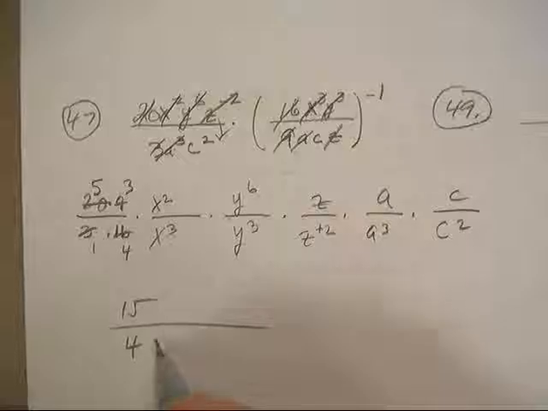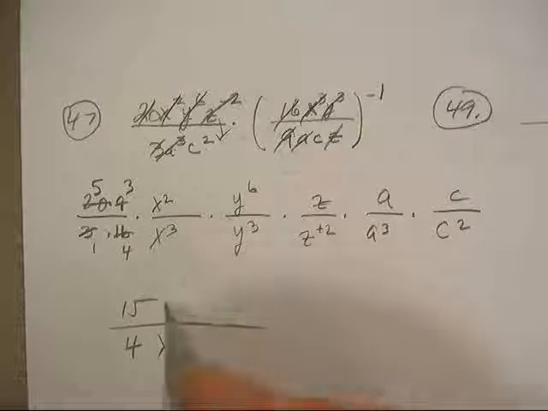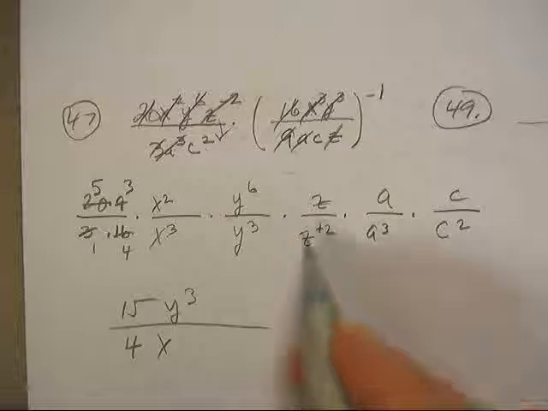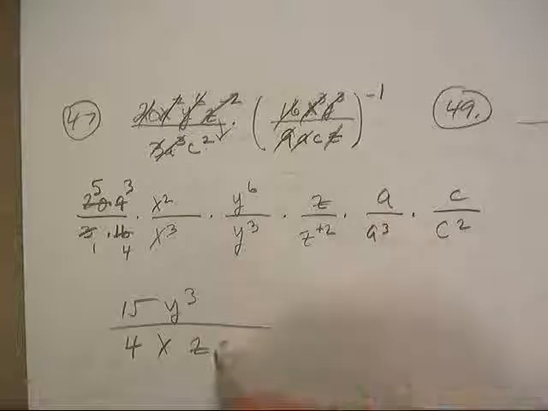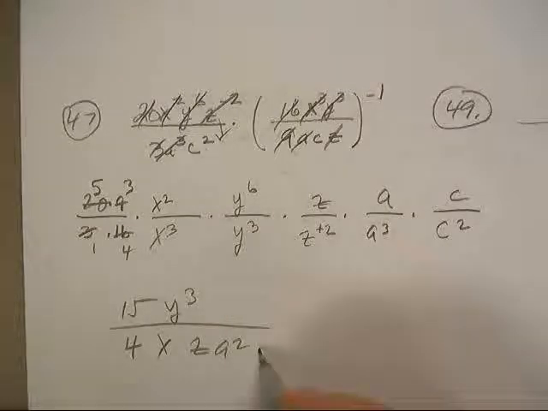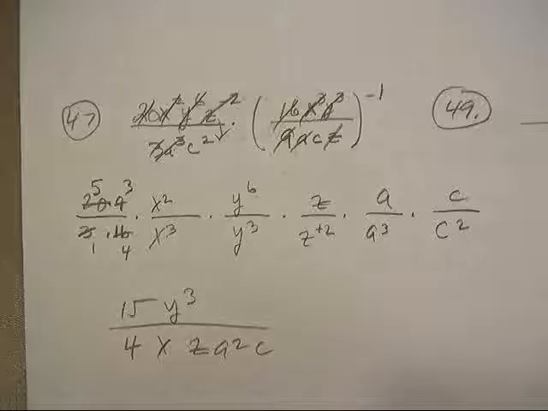Look at this. 1 more in the bottom than in the top. 3 more in the top than in the bottom. 1 more z, 2 more a's and a c. So on 47, we should get this. We got 15 y cubed, 4 x to the a squared c.